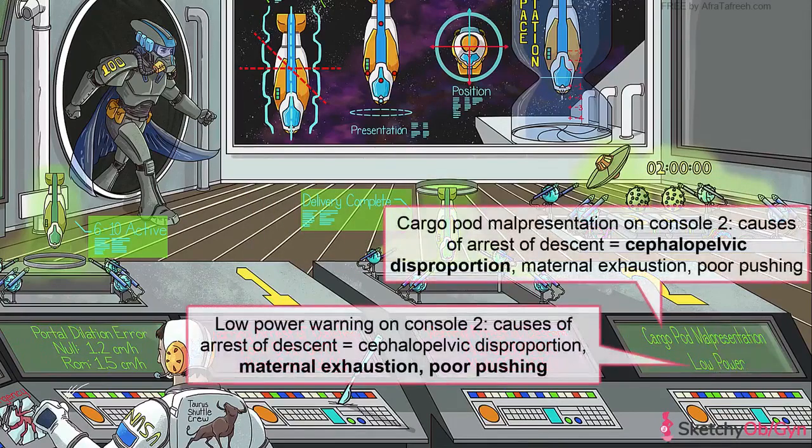Arrest of descent is usually due to cephalopelvic disproportion, which refers to when the fetus is too large to fit through the maternal pelvis. This can be due to fetal malpresentation, which means that a diameter larger than the smallest possible diameter is trying to move through the birth canal. Maternal exhaustion and poor pushing power can also be a cause of arrest of descent.